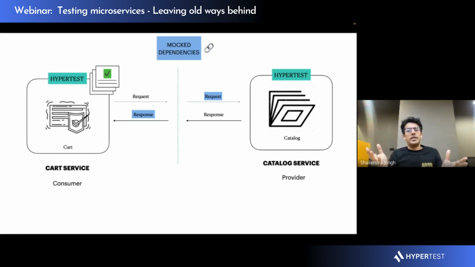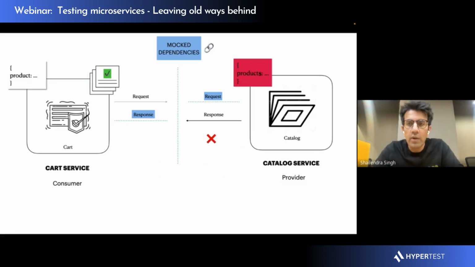Because if the response of the catalog service changes, as I was explaining, how would HyperTest get to know? In this case, HyperTest sits on both the services, and if the response of the catalog service changes, it will dutifully update the mock and let the cart service know that there is a new response available from your downstream dependencies that will fail your existing test.